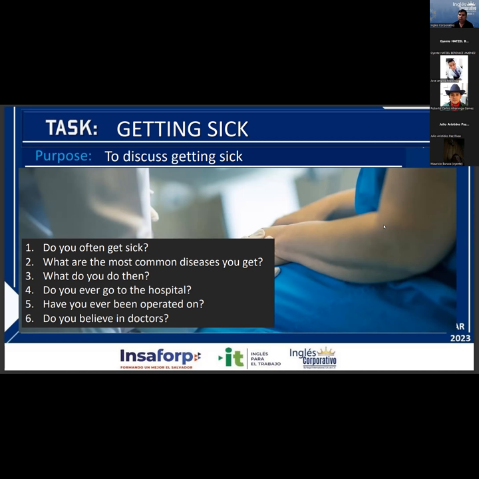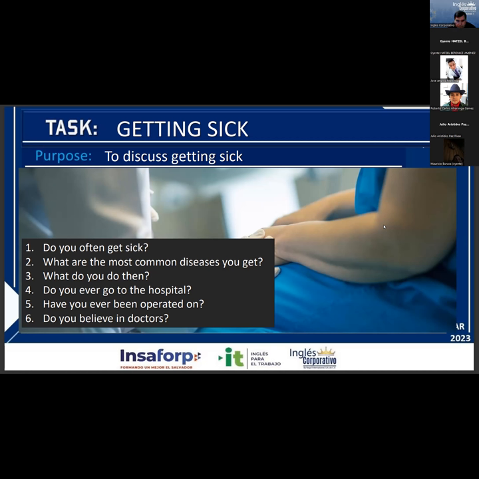Okay, in my opinion, I don't ever visit the hospital because I only had flu or colds, and it's not necessary to visit the hospital. But I remember I only visited the hospital twice. Once was for pink eye, and the other for COVID. Only twice.